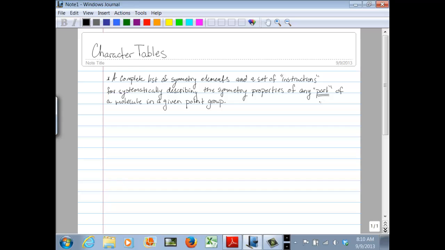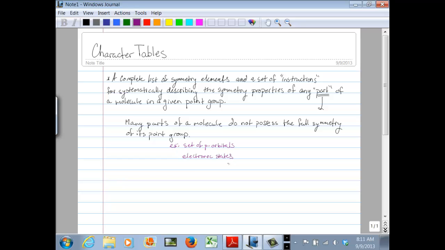So the parts I'm talking about: many parts of a molecule do not possess the full symmetry of its point group. Examples of these things are a set of p orbitals, or any orbitals, electronic states, and vibrational states. These electronic states and vibrational states directly translate, and this is what we use to interpret spectroscopy. Then there are mathematical functions, or in other words, orbitals. So I said set of p orbitals, that would fall into this mathematical functions category.